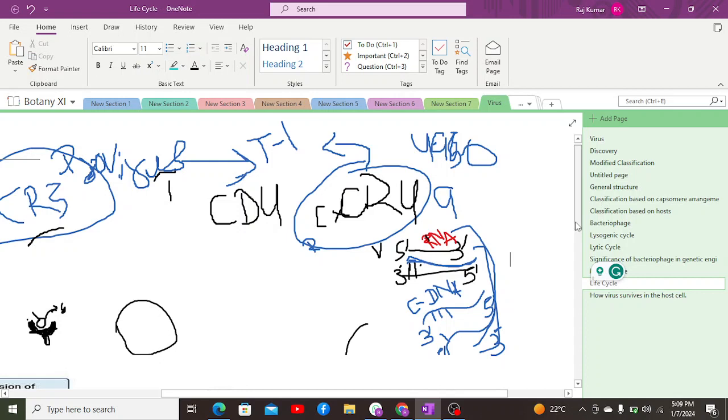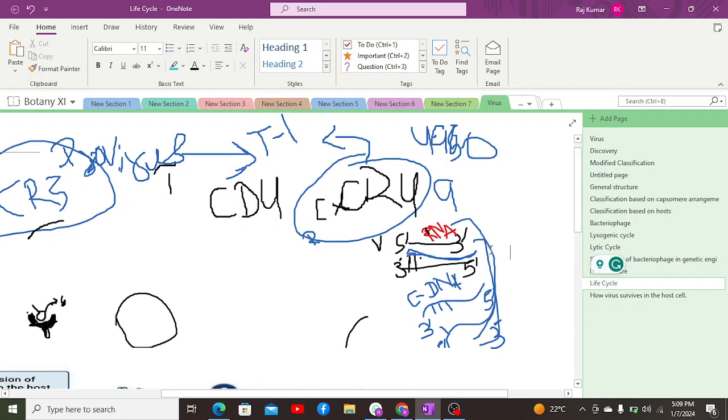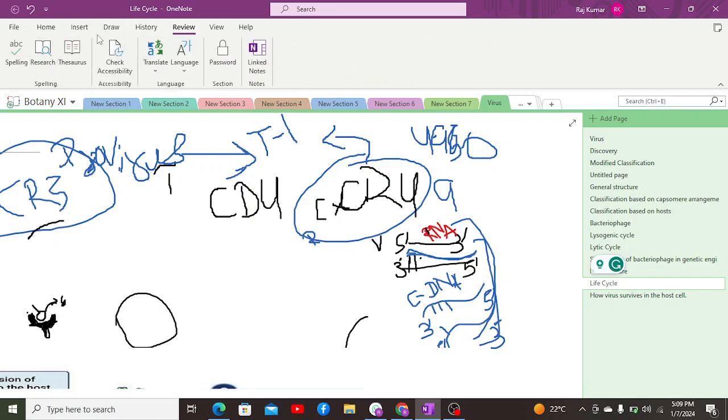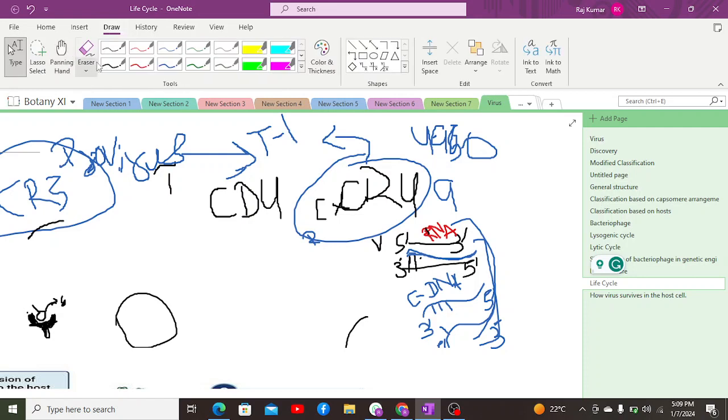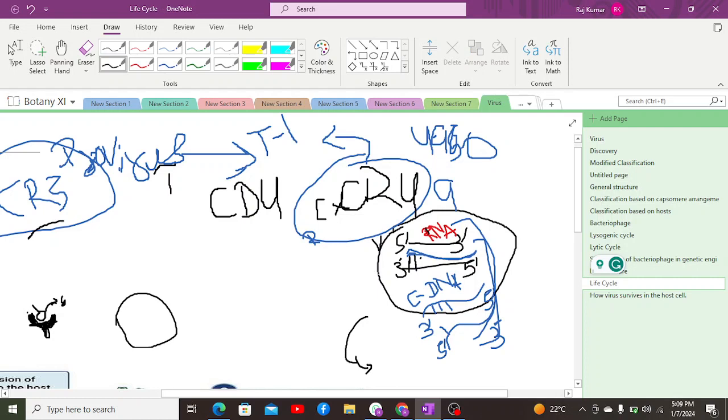Now, when cDNA is formed, there is a linkage formed between both of them, which is due to hydrogen bonding. As hydrogen bonding is formed between both of them, there is the presence of a new molecule which is known as the DNA RNA hybrid molecule. This is a DNA RNA hybrid molecule.